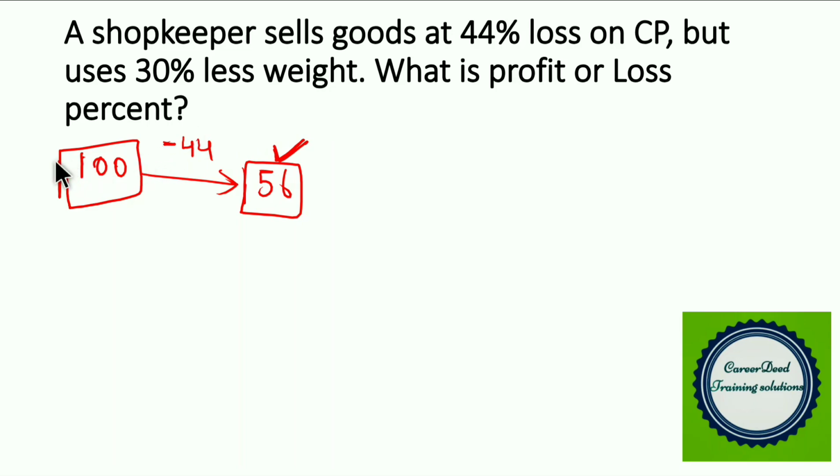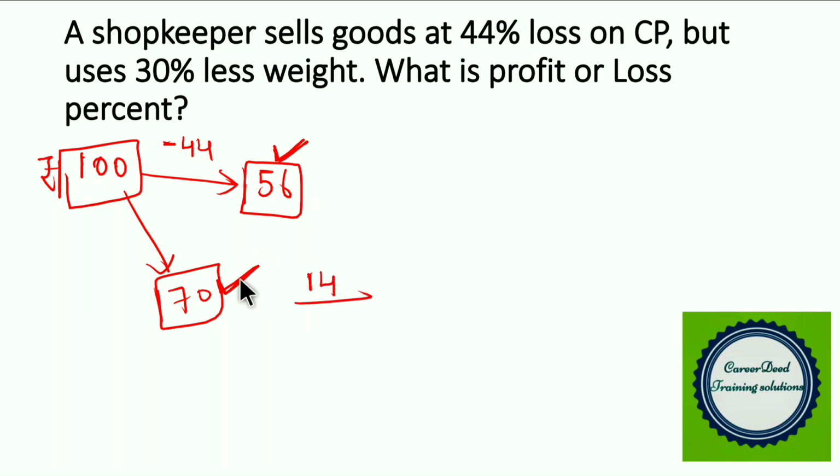Now you can imagine this 100 rupees product is 100 grams. So he is selling 30% less weight. It means he is selling only 70 grams instead of this 100 gram weight. Now actually the cost price of these 70 grams is 70 rupees, but he is selling it for only how many rupees? 56 rupees, right? So the actual cost price of these 70 grams is 70 rupees, but he is selling the 70 grams weight for 56 rupees. So which is a 14 rupees loss.